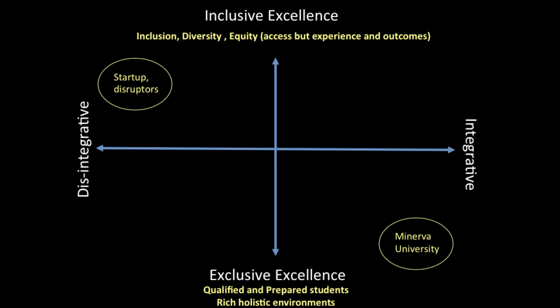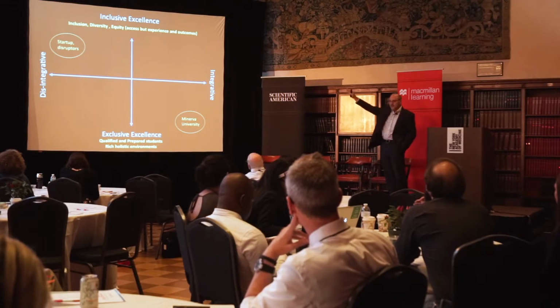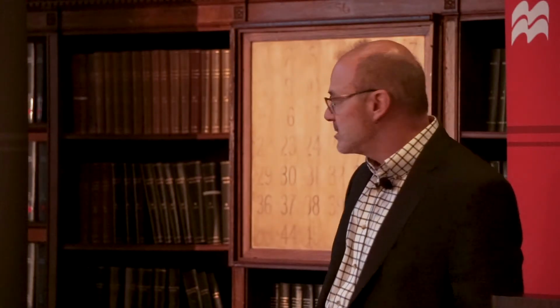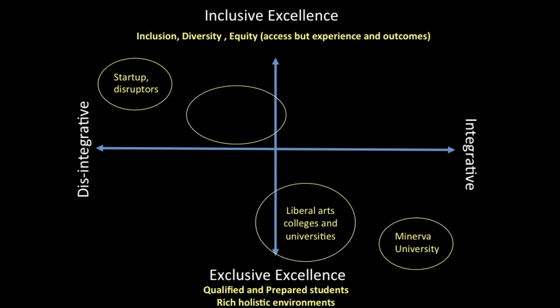I think you could put many startups and disruptors, many of which are doing very interesting experiments, Mission U, et cetera, often in the inclusive realm, but in what I would think of as disintegrative, highly skills-focused, targeted, workforce-focused. You could put something like Minerva University, which claims to be the first elite university founded in the United States in 100 years, one of the most incredibly integrated curricula you've ever seen, way down in the bottom right. I would put many selective liberal arts colleges and universities somewhere down there. I would put a lot of public institutions on that side of the line toward the disintegrative side.